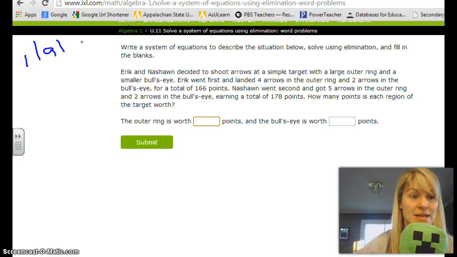So tonight our notes are on 1/9/2014. This is systems word problems that we're working on.